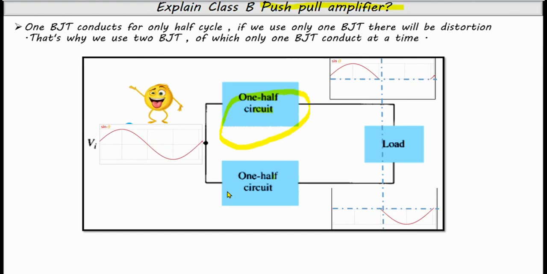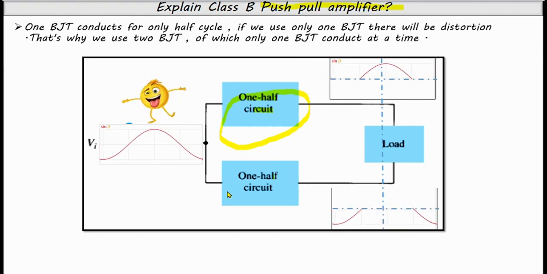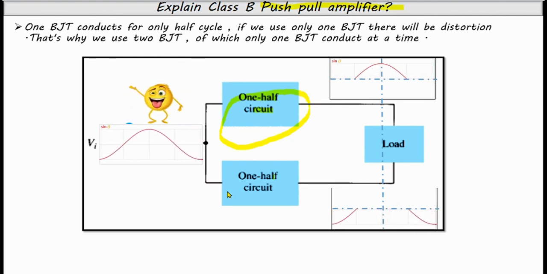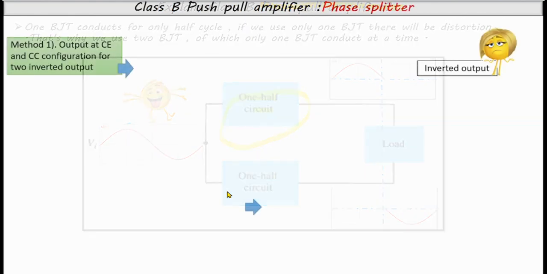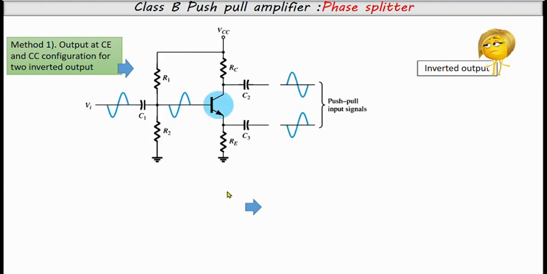One BJT conducts for half cycle. If we use only one BJT, there will be distortion. That's why we use two BJTs, of which only one BJT conducts at a time. Now the problem is how we split the phase. So there are two methods of phase splitter.